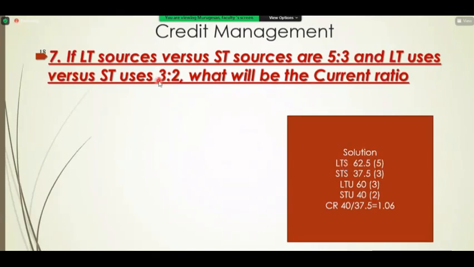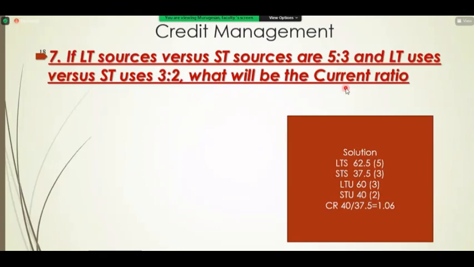Now you come to this side. LT uses versus ST uses, 3:2. 3:2 means what? 3 + 2, 5. 100 divided by 5, 20. So this will be 60, this will be 40. Perfectly correct. Yes or no? So long-term assets are 60, short-term assets are 40. Now your job is easy.